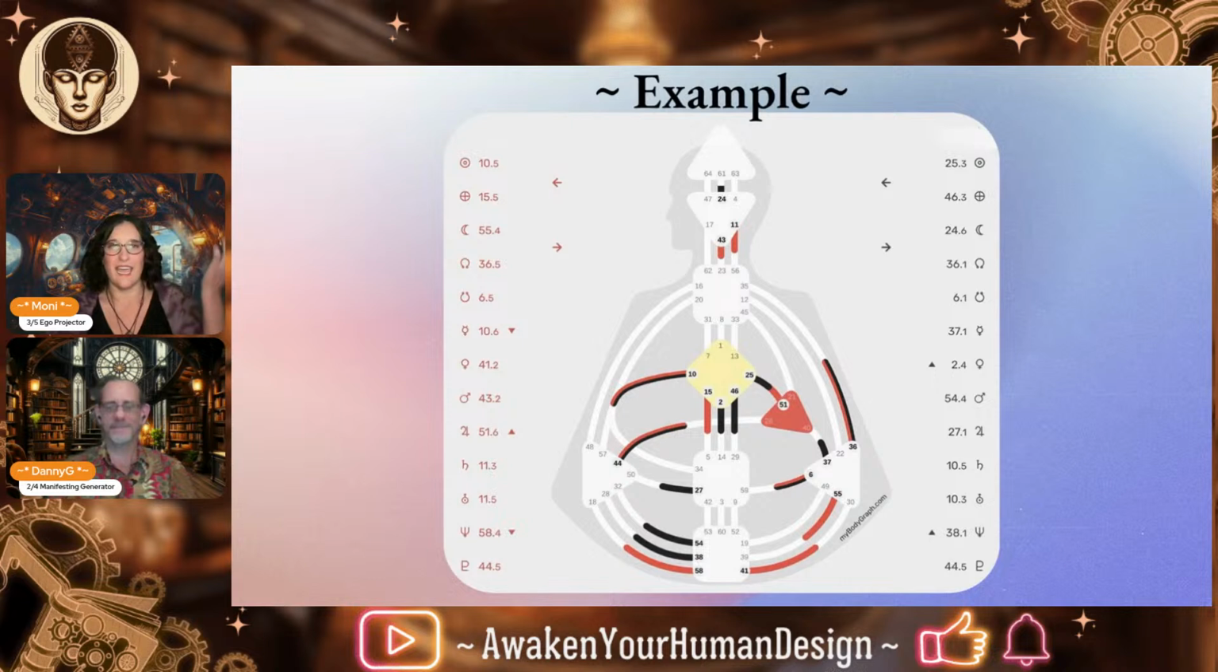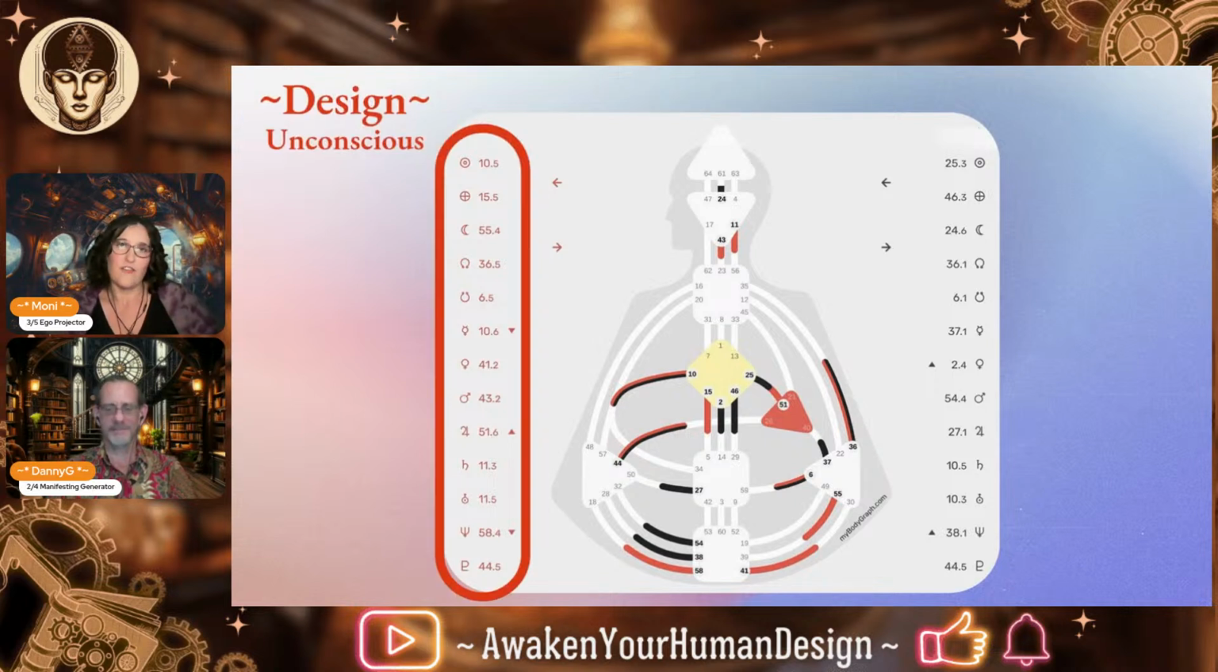So here we're going to have an example of a chart. As you see it, it's my chart because I'm familiar with it. So I figured, why not? So starting off, we're just going to explain on the left side, you have the red side, right? It's the design side. It's also called the unconscious. And it's something that shows up in your chart. You might not necessarily be aware of it, but other people can recognize it in you.